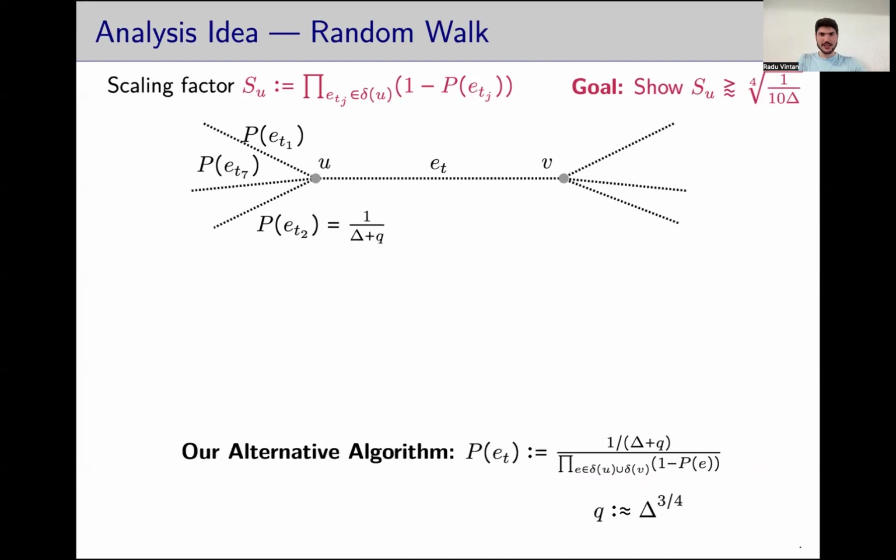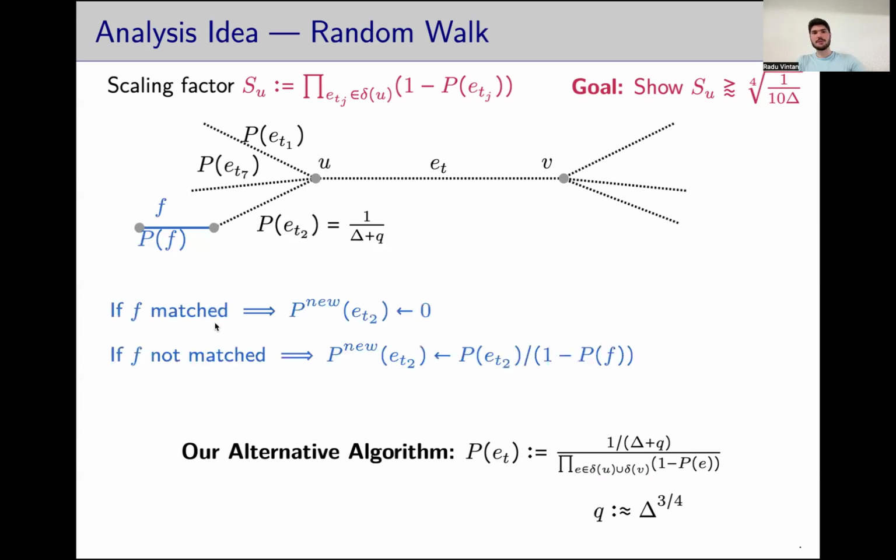Initially, these p's have some values, 1 over delta plus q, but then they change because edges connect to these vertices, which are neighbors of u. When such an edge f arrives, which is matched with probability p of f, if this edge is matched, the new p of et2 is going to be set to 0 because this edge cannot be taken. Otherwise, p of et2 will be scaled up by 1 over 1 minus p of f. So this is what our algorithm is doing.